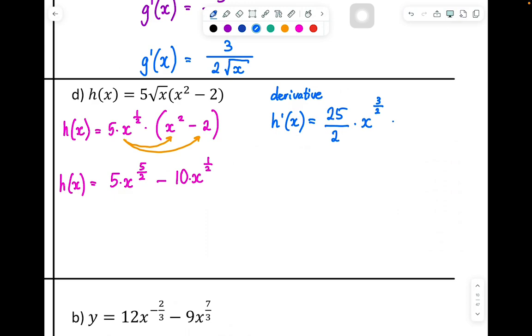Take the power for the second term. Take the power, multiply it at the front. Negative 10 times a half is negative 5. We have the half. We subtract that power by 1, which is a half minus 2 over 2, which becomes negative 1 over 2.